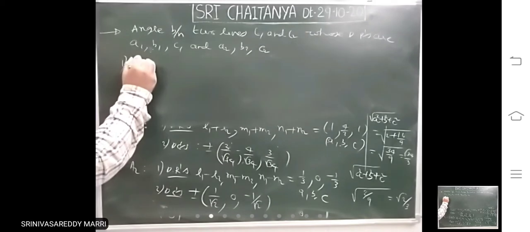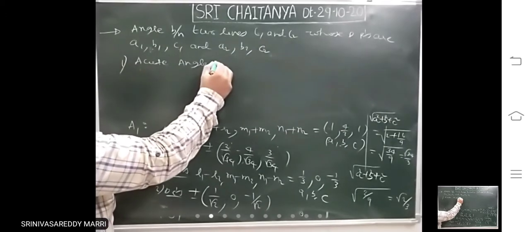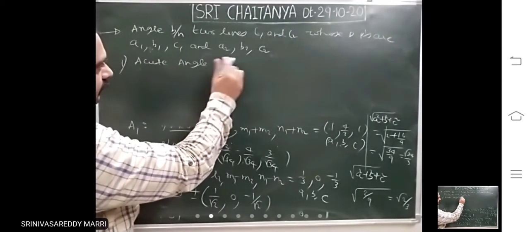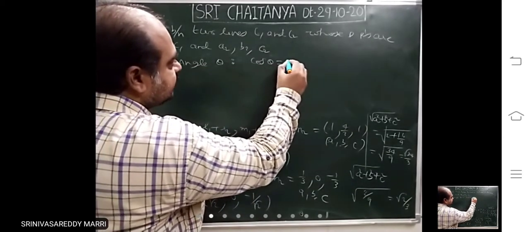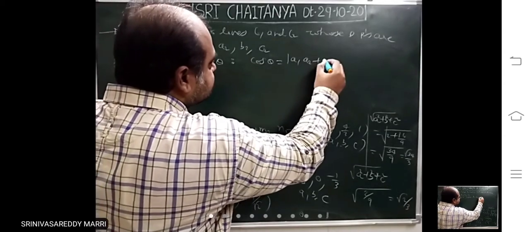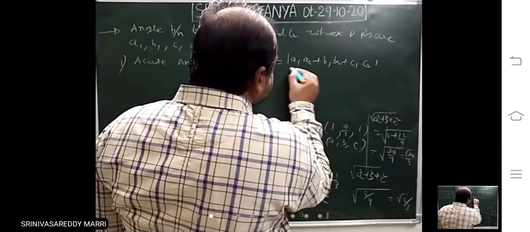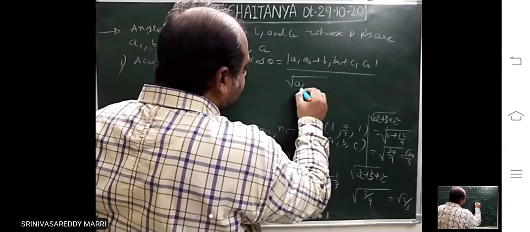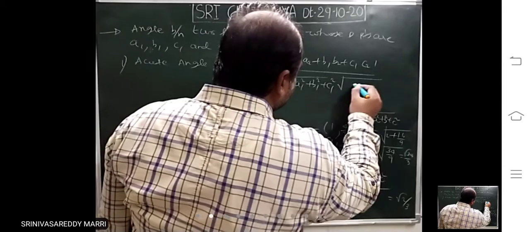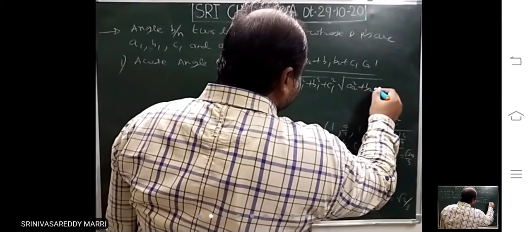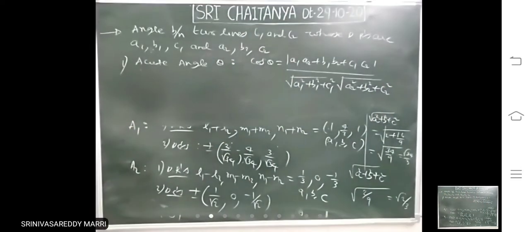Number 1. Acute angle. For calculating acute angle theta, what is the formula? Cos theta equals modulus of A1 A2 plus B1 B2 plus C1 C2, divided by root of A1 square plus B1 square plus C1 square into root of A2 square plus B2 square plus C2 square. This is the one formula.